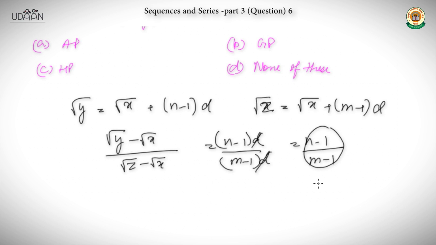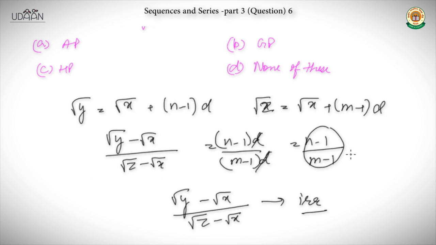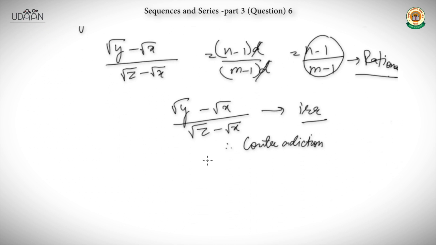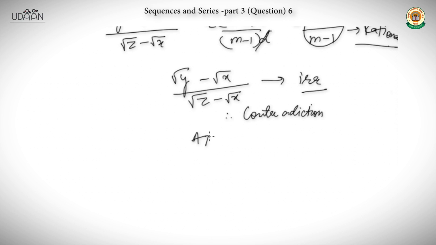But we are given that x, y and z are prime numbers, and the root of a prime cannot be rational. Since those are prime numbers, this should obviously be irrational. So that's a contradiction, because this is obviously rational, as n and m are natural numbers. So we have arrived at a contradiction, and hence these cannot be in AP. So the condition of AP does not hold.